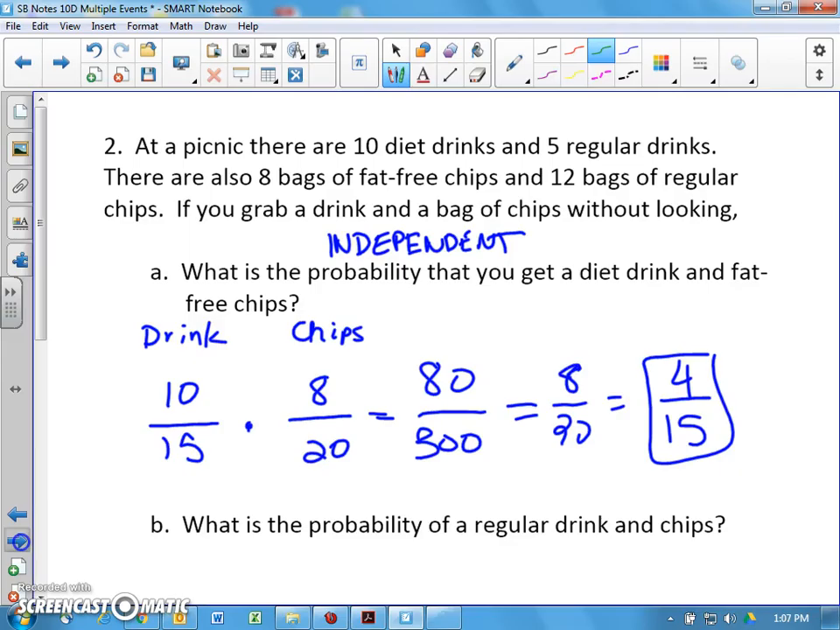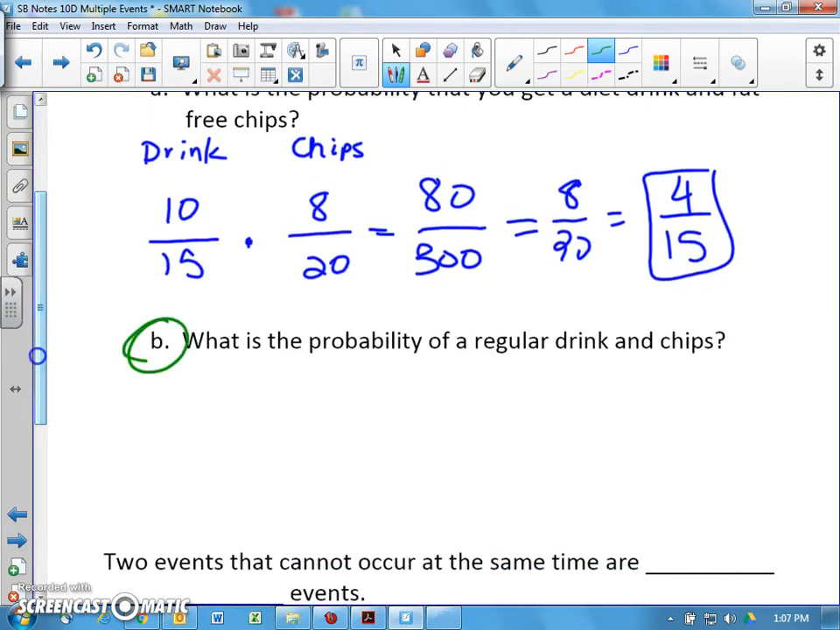Stop the video at this point, and I want you to go do B. This is a try me, so do this before your teacher checks your work.